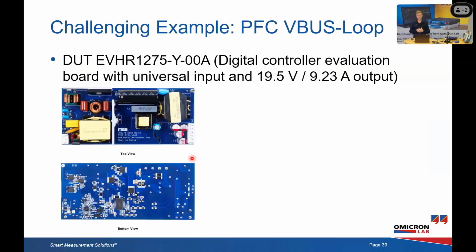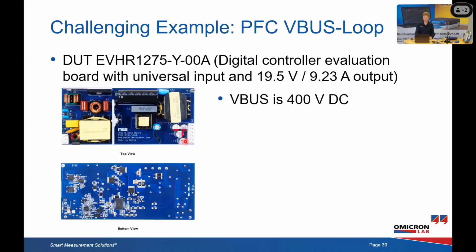Now let's talk about the example that I mentioned in the beginning. I tried to measure a PFC voltage loop, the V-bus loop, for the 400 volts bus voltage of a PFC converter. It's a board from MPS, and you see it here. It's something like a laptop power supply example, and it has a universal input, and it generates 19.5 volts at 9.2 amps output current. We have here the PFC inductor, some filtering, and then there is a second LLC stage that is connected that brings down the 400 volts to 19.45 volts.